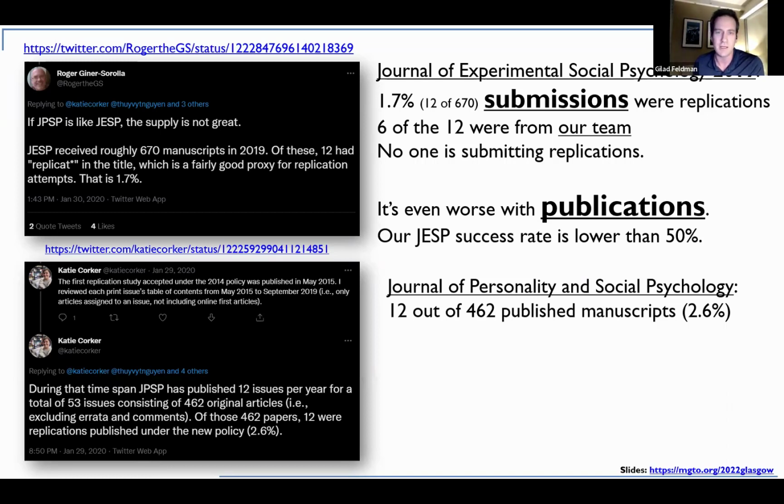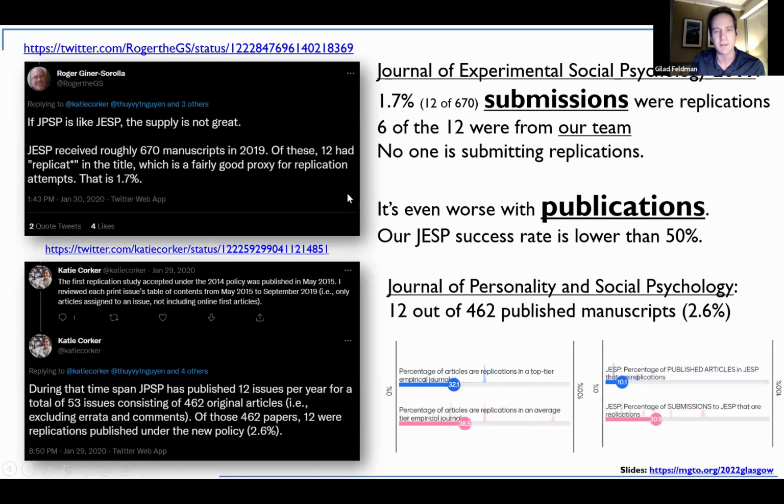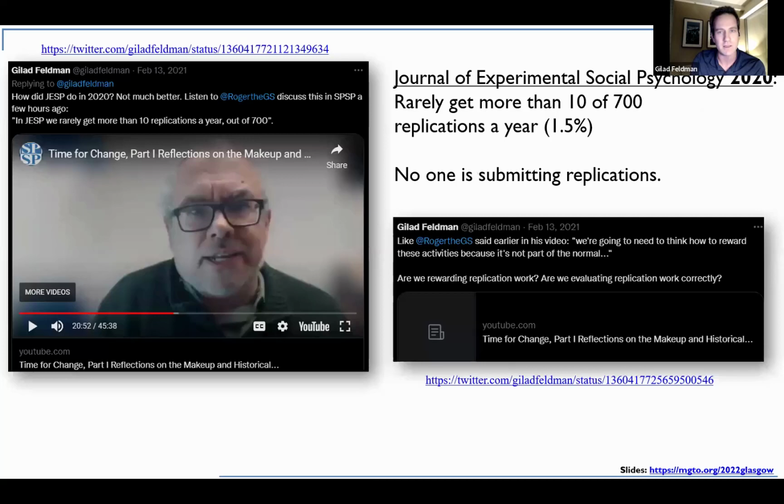And in JESP, the replication rate of our submissions is lower than 50%, with all sorts of problems. And it's not just the Journal of Experimental Social Psychology, but also JPSP, which is on par, and which some people consider to be an A+ journal in our field in social psychology, judgment, decision making. So compare this to what we thought, or what the workshop folks thought, is really happening in JESP. There's a real gap. Something is really off. 2020 was not much better than this. If anything, it went down.